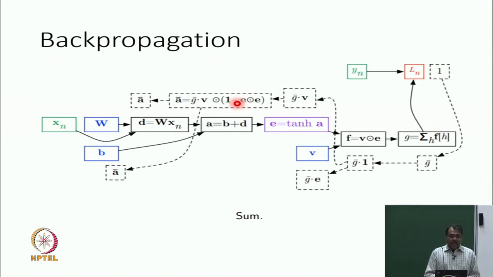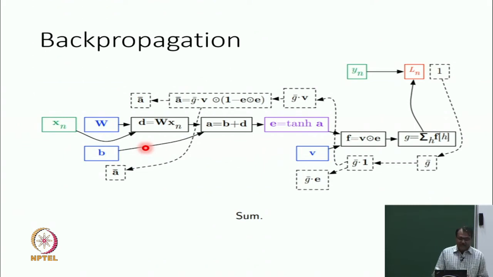Now we have computed this. If you think about what is going on, what were the parameters that we had? W, b, v, these were my free parameters. And I have computed the derivative of loss with respect to v, I have computed the derivative of loss with respect to b, and I am now left with the derivative of loss with respect to W.